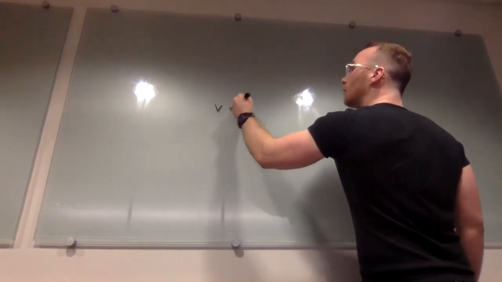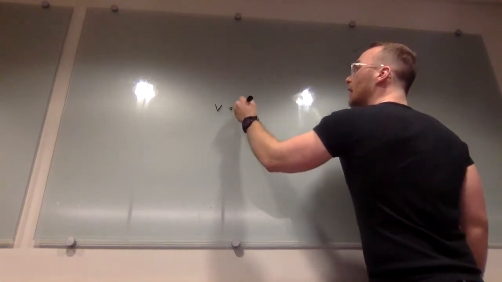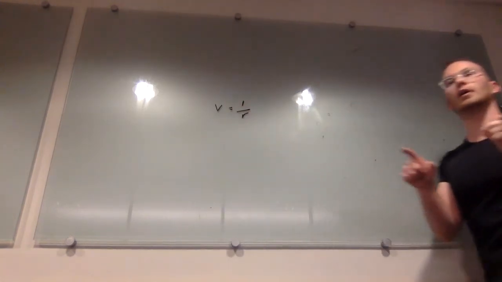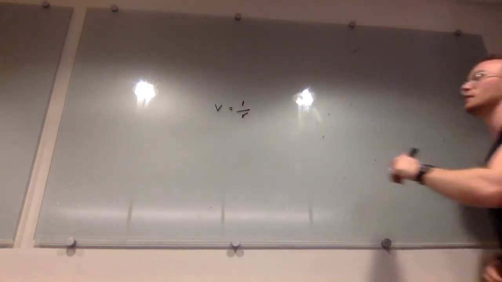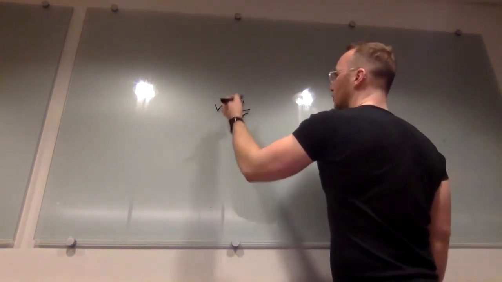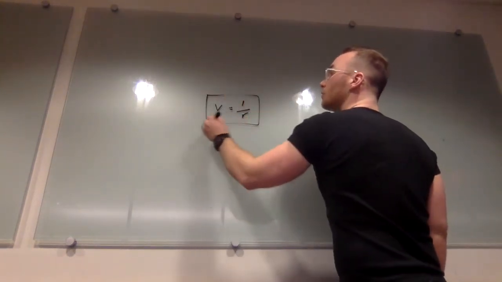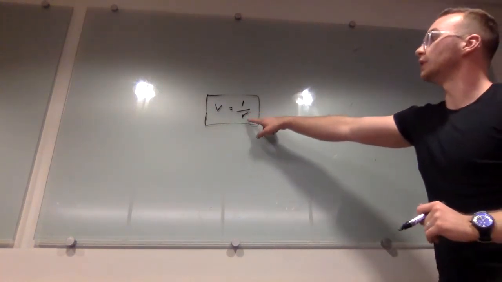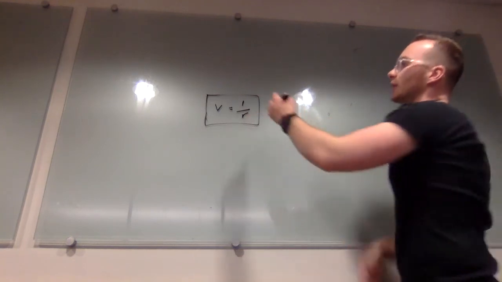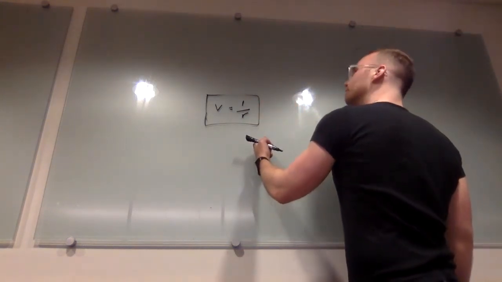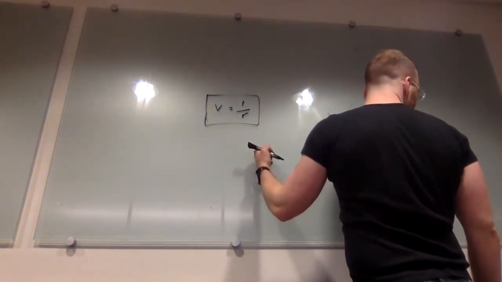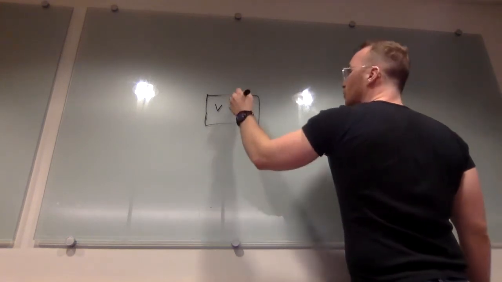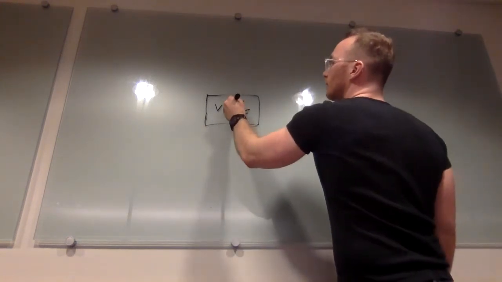But if you have V equals 1 over R, or maybe it's a minus 1 over R, it doesn't really matter. The point is that this is also very important. Actually, this is probably more important than the other potential, because this is like an atom. I should really write minus 1 over R, but it doesn't really matter.